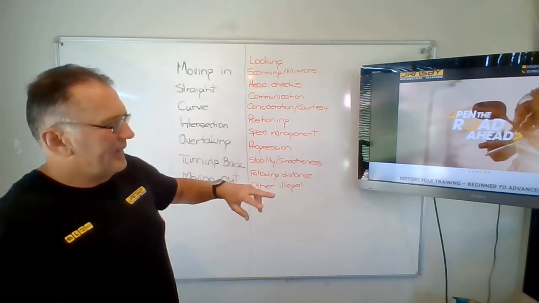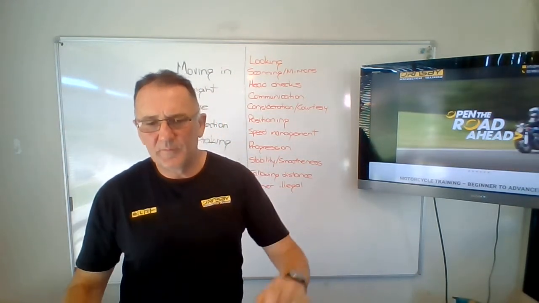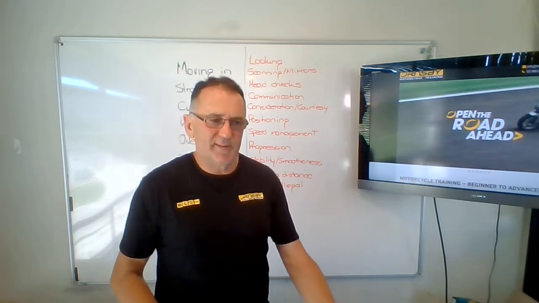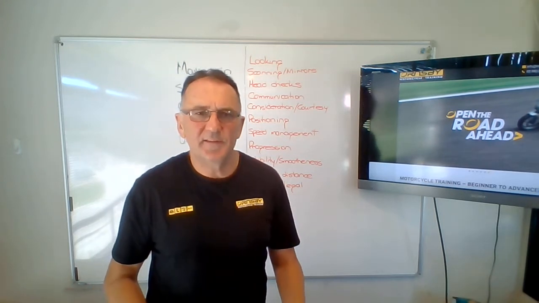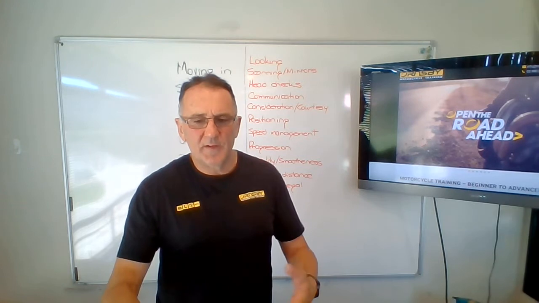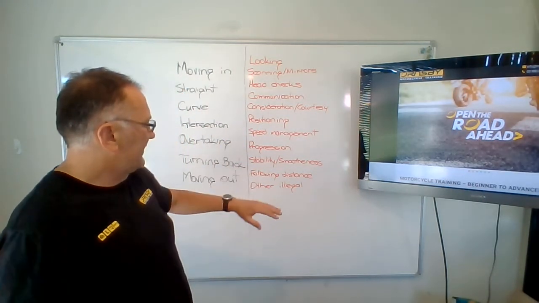Stability and smoothness largely relates to how you actually operate the bike. So, the way you use the steering, if you're constantly stalling the bike, or constantly hashing the gear changes, or constantly skidding the back wheel when you're coming into intersections, then that's really a stability and smoothness thing.